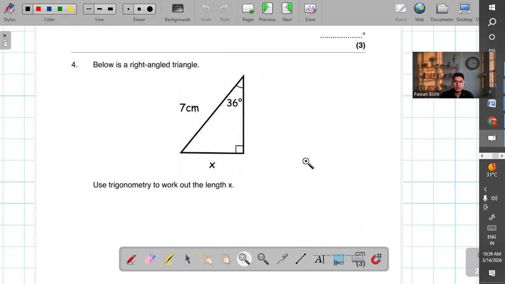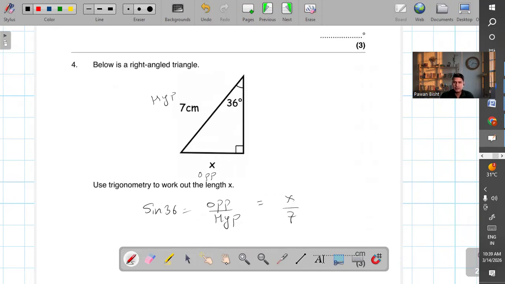Question number 4 is, a right angle triangle is given to us, right? And this angle is given as 36. So the side opposite to 36 will be considered as opposite, and the longest side is hypotenuse. You know which trigonometric ratio has opposite and hypotenuse? Yes, sine. So sine 36 will be opposite over hypotenuse. Opposite is X and hypotenuse is 7.